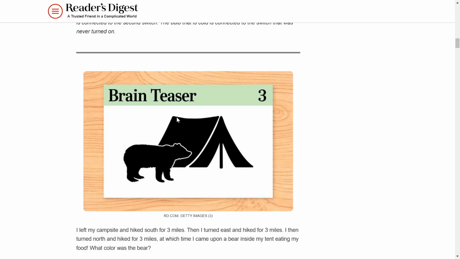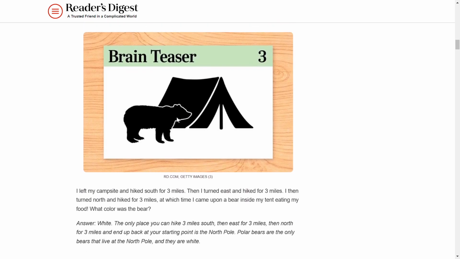This seems a bit too weird. I'm going to say it was just simply brown. White? Okay, white. The only place you can hike 3 miles south, then east for 3 miles, then north for 3 miles, and end up back at the starting point is the North Pole.